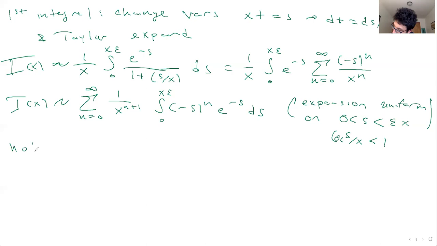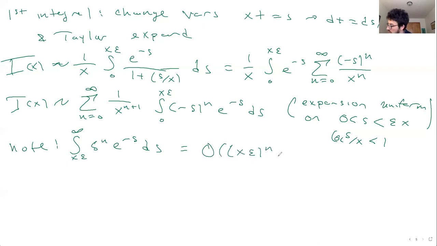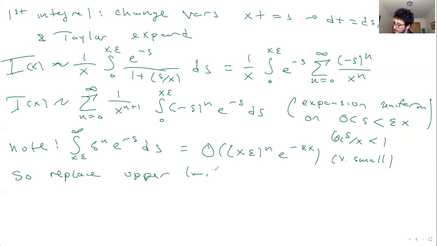Also note that the integral from x epsilon up to infinity of s to the n, e to the minus s ds is going to be a big O of x epsilon to the n, e to the minus epsilon x, right? So that's very small. So we're going to replace our upper limit. And now we have an integral that we can compute.